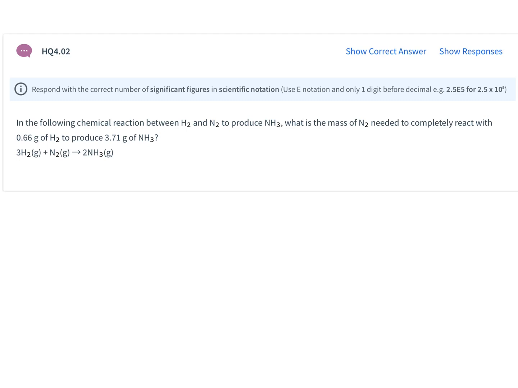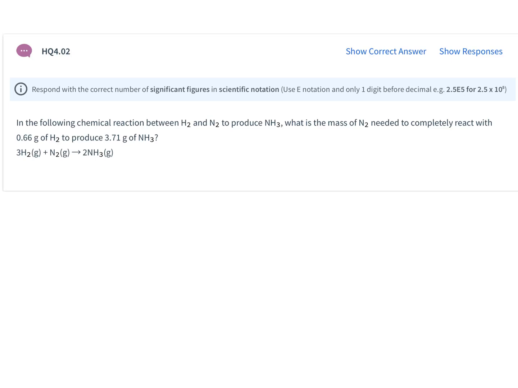Question 2 from the homework. In the following chemical reaction between hydrogen and nitrogen to produce ammonia, what is the mass of nitrogen needed to completely react with 0.66 grams of hydrogen to produce 3.71 grams of ammonia? So the mass of ammonia is irrelevant in this case. All we need to know is the mass of hydrogen and then the moles of hydrogen, right?